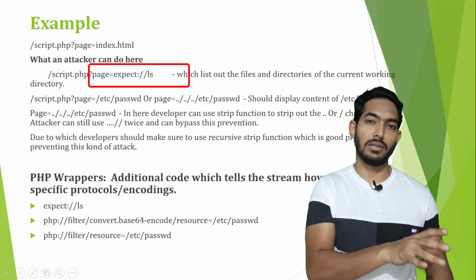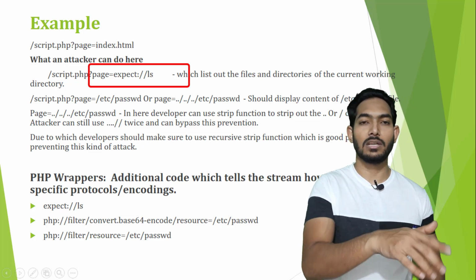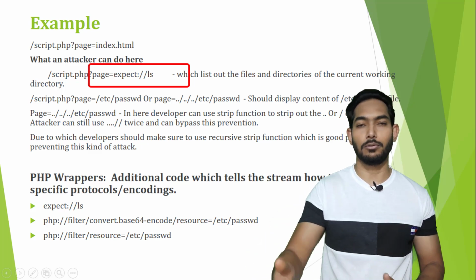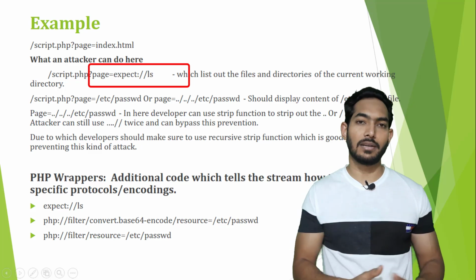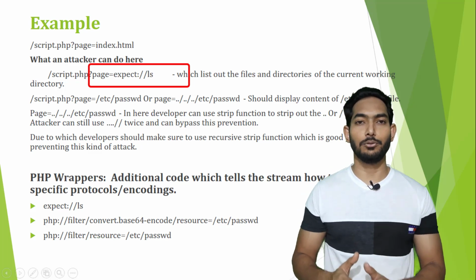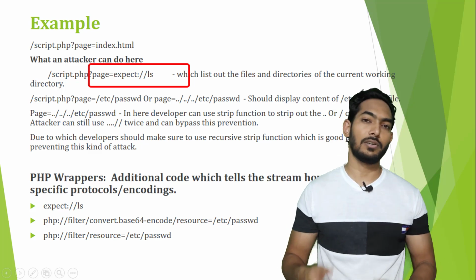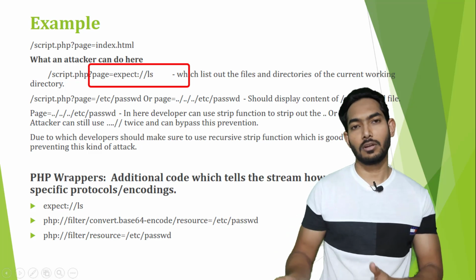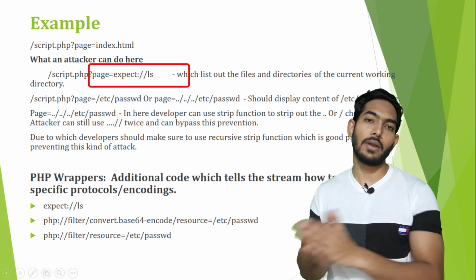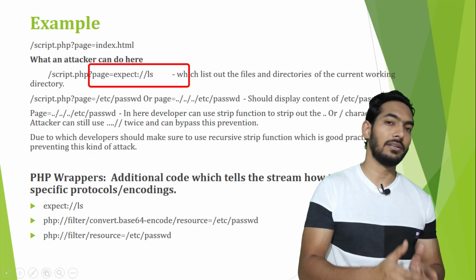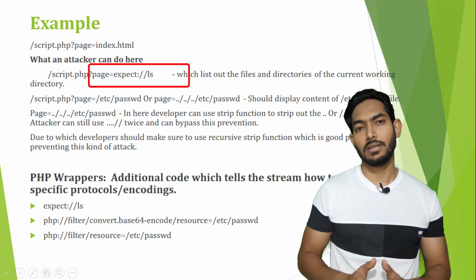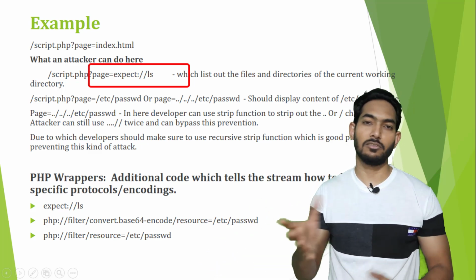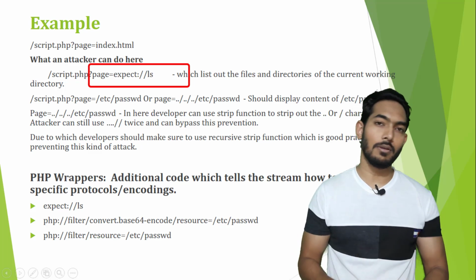With expect, after the expect you just put a colon and after that you give any command, and it will execute that command over there, right? There are some other PHP wrappers which we can use, like php://filter with base64 encode, and then we try to execute any file, right? So this is also one of the wrappers you can use. Another PHP wrapper is the filter resource, and after that you can give any file name, which will then display the content of that particular file on your web page itself.